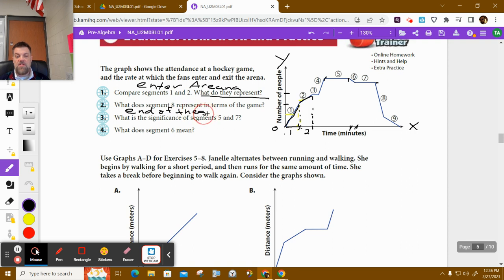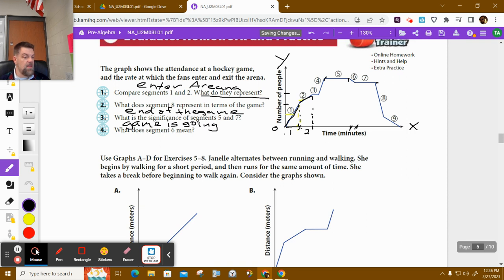So when the game ends, notice that everybody leaves the arena. Now, what about segments 5 and 7? 5 and 7 is the game. Nobody's leaving, nobody's entering. So I'm going to say game is going. I should say ongoing, but there's not a lot of space here.